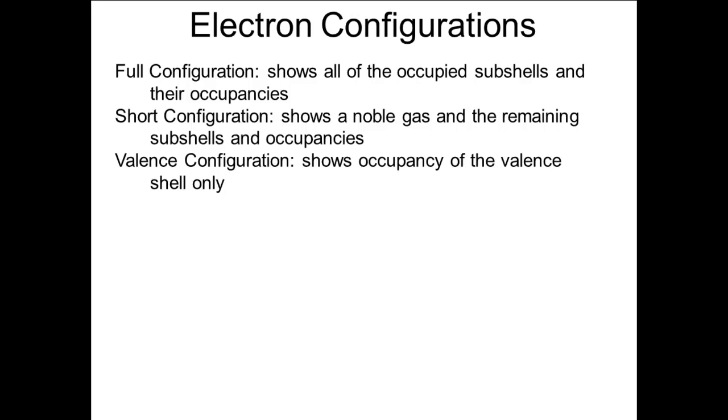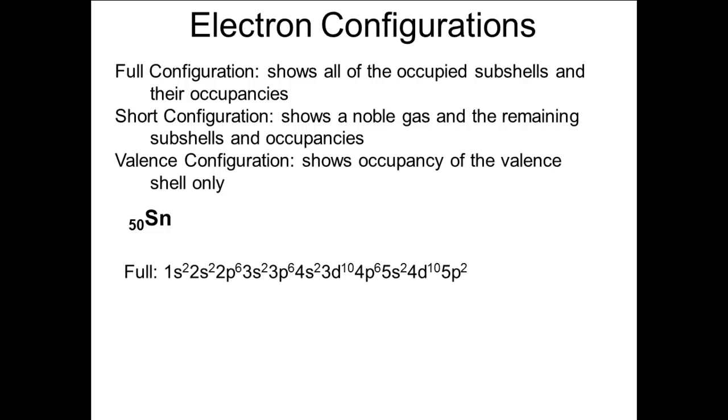Let's illustrate with the example of tin, atomic number 50. The full configuration is 1s2, 2s2, 2p6, 3s2, 3p6, 4s2, 3d10, 4p6, 5s2, 4d10, 5p2. In the full configuration, the subshells are listed in order of their energies. If you add up the superscripts, the total is the number of electrons, 50.